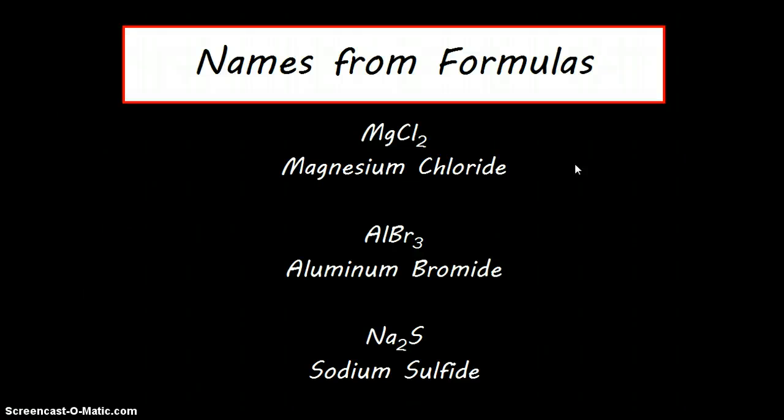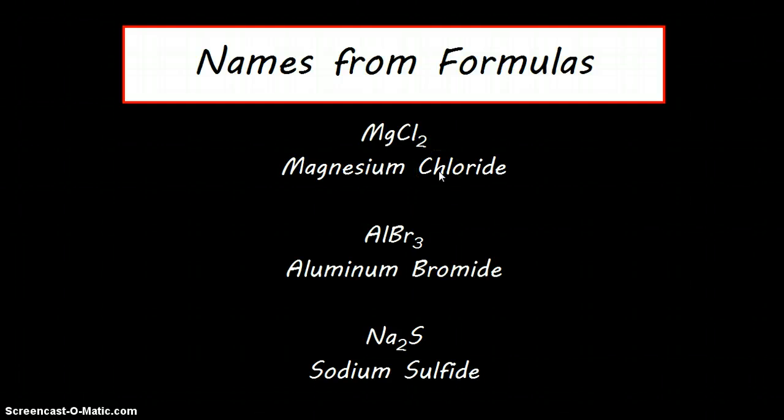Okay, for our final part of the lesson, we're just going to show you the simple way of writing the names from a given formula. If you look here, I have 3 different formulas that are written down. We have MgCl2, and that is going to be called magnesium chloride. We have AlBr3, and that will be aluminum bromide, and Na2S, and that is sodium sulfide.